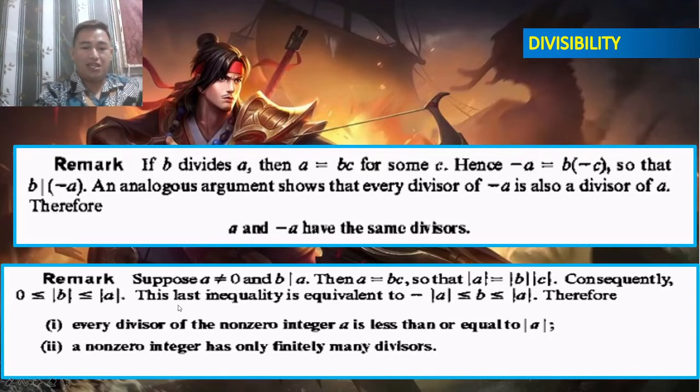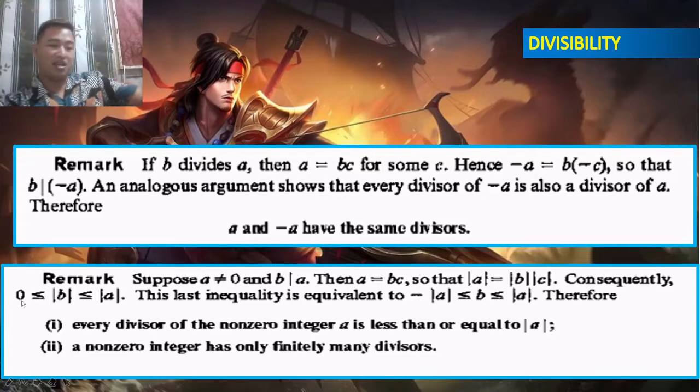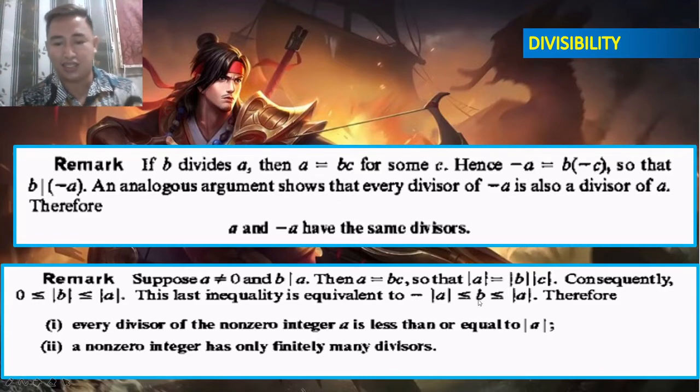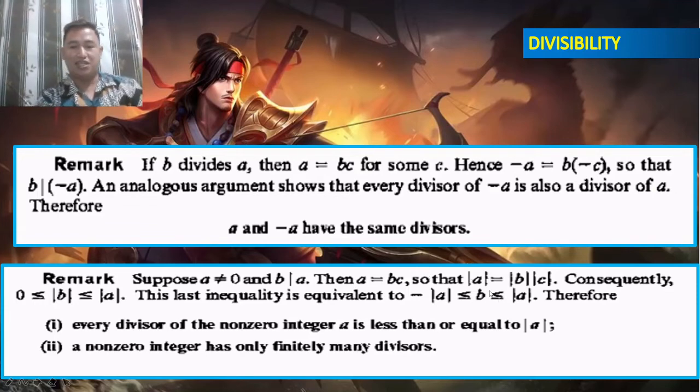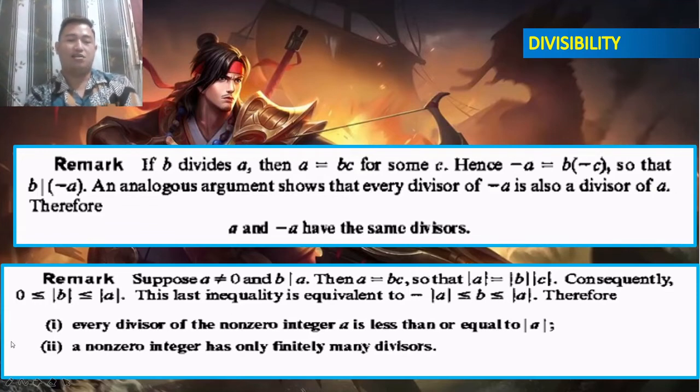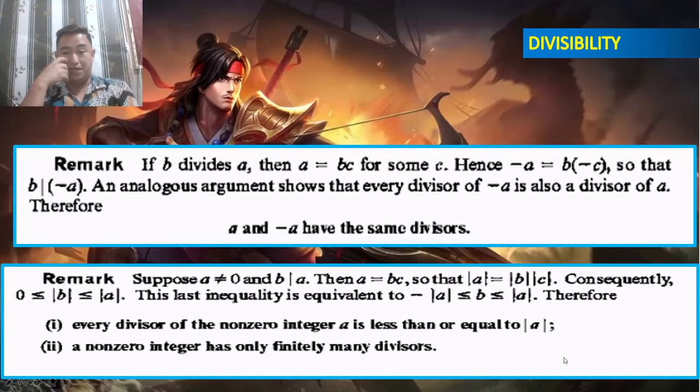So this last inequality is equivalent to this one: the negative absolute value of a is less than or equal to 0, since it is a negative value, and that is less than or equal to the absolute value of b. So this is also direct and equivalent. Therefore, part 1: every divisor of a non-zero integer a is less than or equal to the absolute value of a.